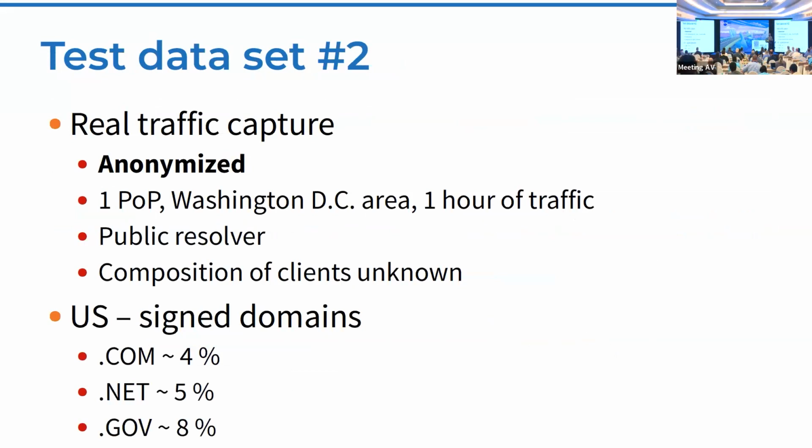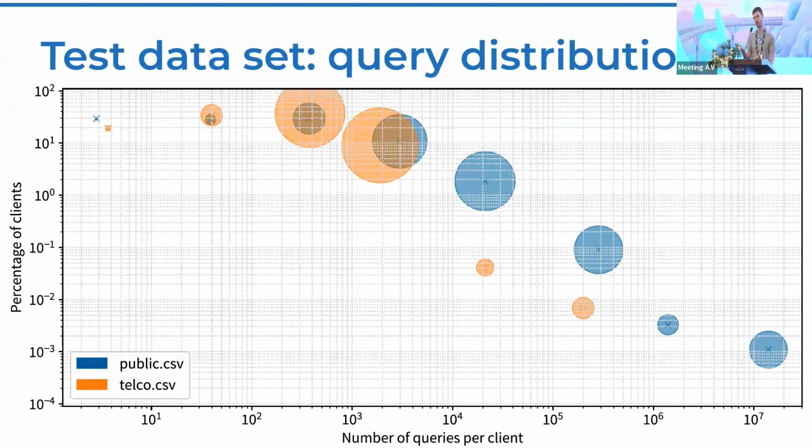So we went chasing a different data source, and we got a PCAP with traffic recording from a public resolver in the United States around the Washington, D.C. area. So a completely different set of clients, completely different composition of query names. And most importantly, the top used TLDs in the United States are not really signed, or not very much. Again, just to underline the point that we are using a completely different data set.